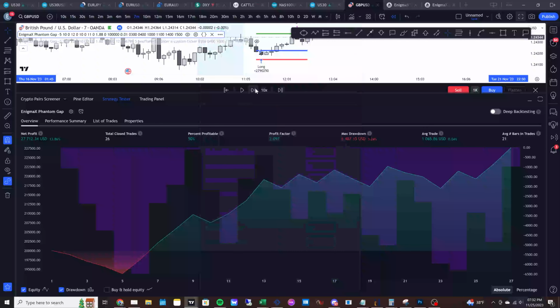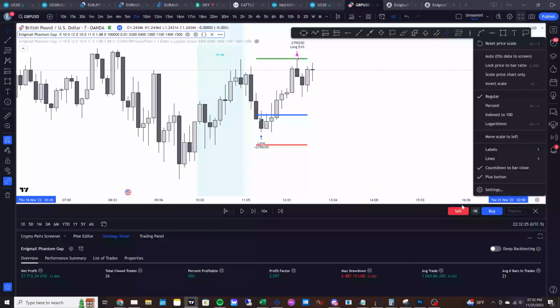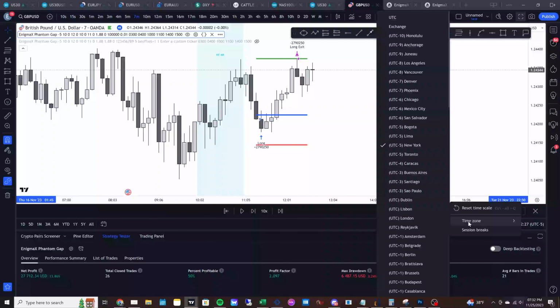If you're familiar with ICT, everything he does is traded on New York time. So as you can see here, New York is negative 5 UTC. So if you're in Central Time or Pacific, like LA is negative 8, you can set that here how you want it, depending on the charts or what time frame you want to base your chart on.